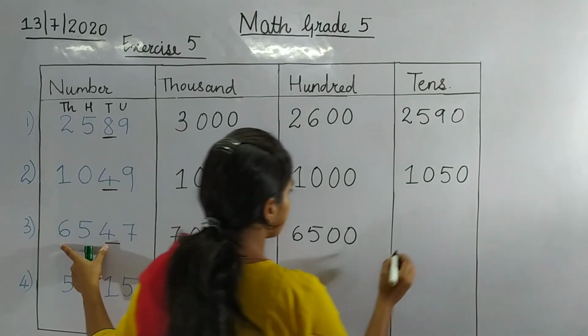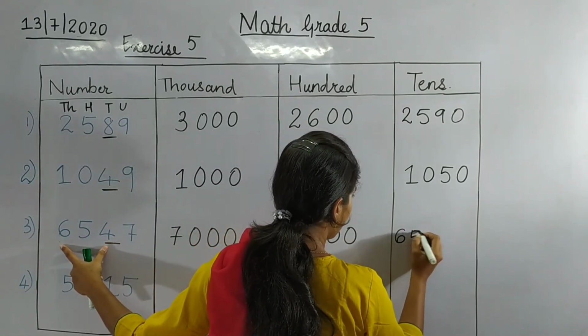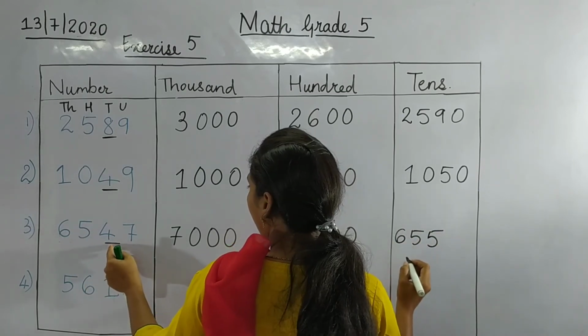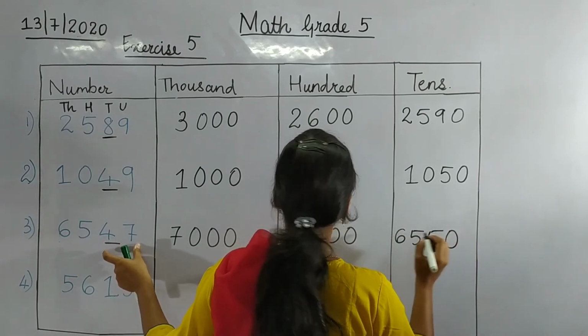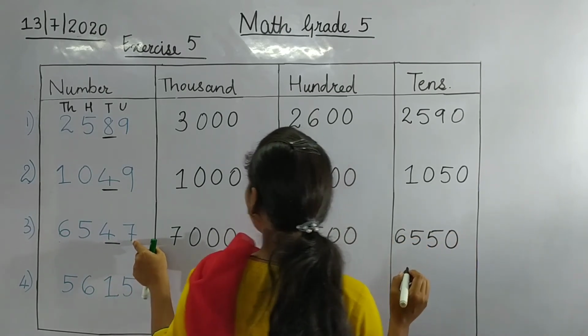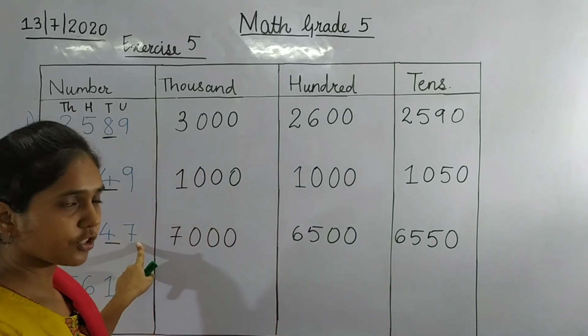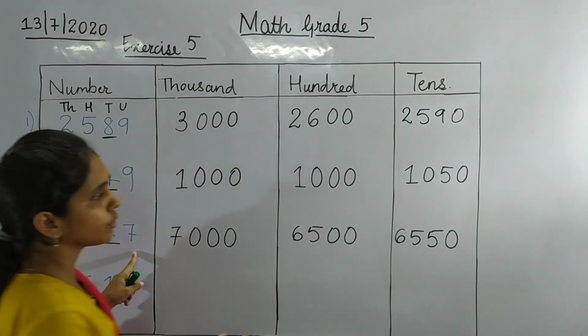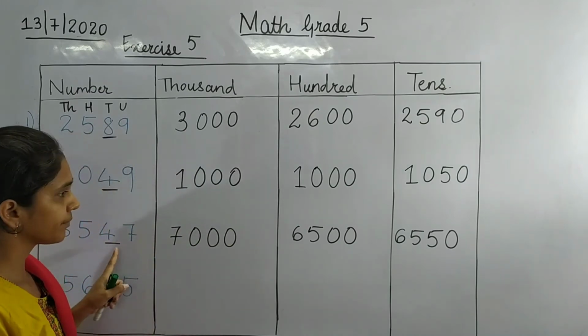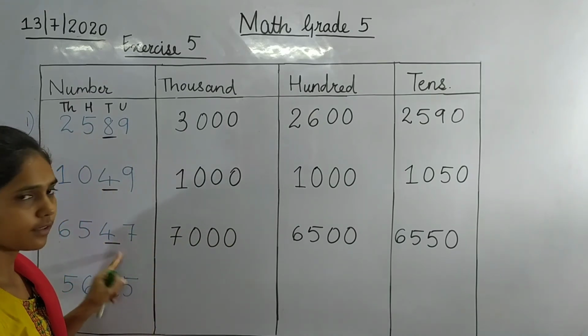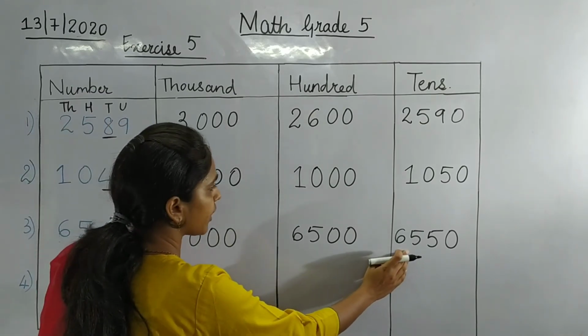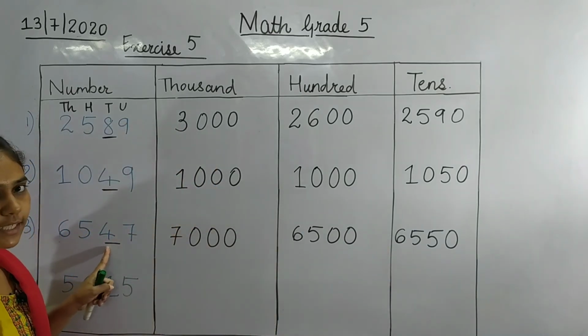So this number becomes 6, 5, 5, and after this we put a 0 because there is only one digit after the number 4. We only put 1 zero after the number in the tens place. So this is the number rounded off to its tens place.